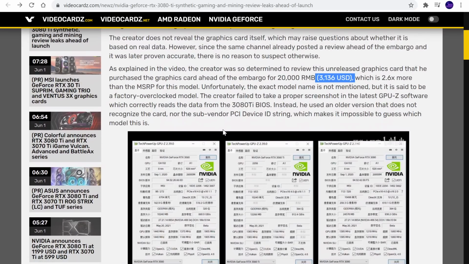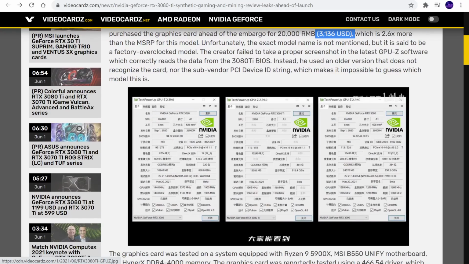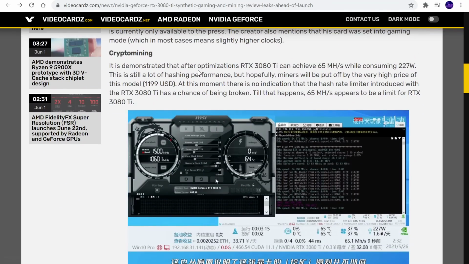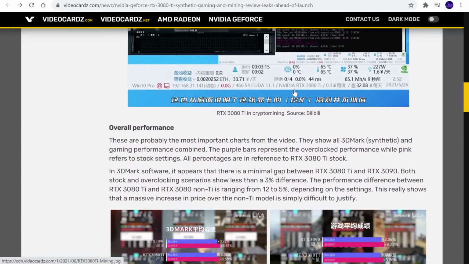And here we go. They're reporting that the reason his GPU-Z is reporting a 3080 and maybe not reporting the card correctly is that he maybe didn't have an up-to-date GPU-Z, whatever. Apparently there was also some crypto mining tested here, with it achieving 65 megahashes per second, which is, you know, limited from what it could do if it wasn't hash rate limited. So this is hash rate limited, and as we know so far, that hash rate limiting hasn't been broken, but it does only apply to certain cryptocurrencies.